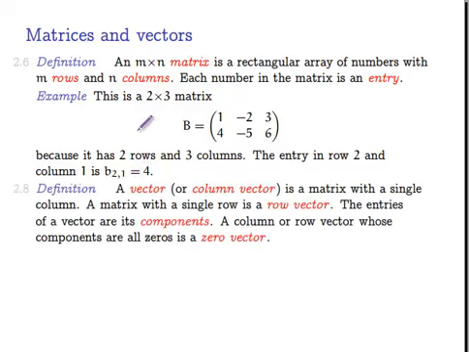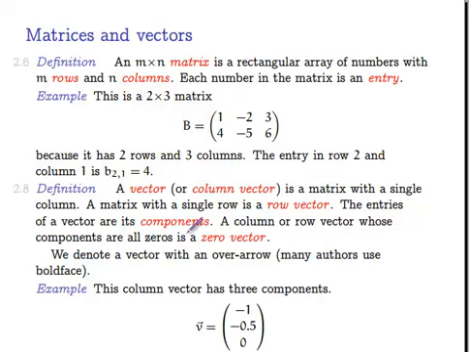Let's continue here. All right, a special case of a matrix is called a vector. Now, we typically use column vectors as our standard for vectors. So a vector is a matrix with a single column. A matrix with a single row is a row vector. The entries of a vector are its components. And a column or row vector whose components are all 0 is a 0 vector. These are straightforward definitions.